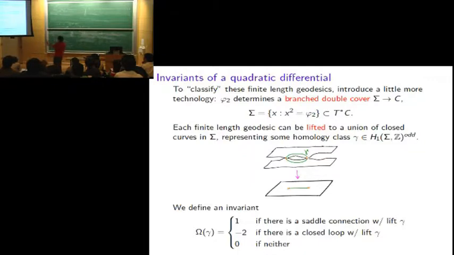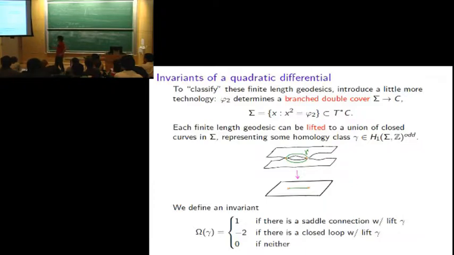more technology. If I have this quadratic differential phi 2, then it always determines a branched double cover of my surface. Namely, I just take the 2 square roots of my quadratic differential. So that's a canonical double covering. Because it was a quadratic differential, its square roots are cotangent vectors. So this double cover is naturally sitting inside the cotangent bundle to C. And then whenever I have a finite length geodesic, I can lift it up to a closed curve on C just by taking both of its pre-images.